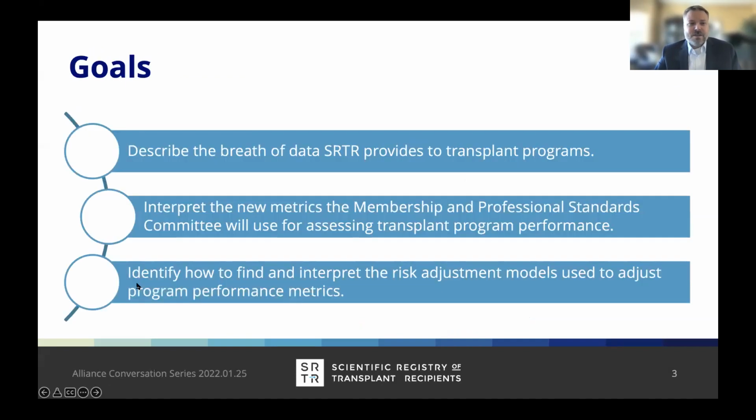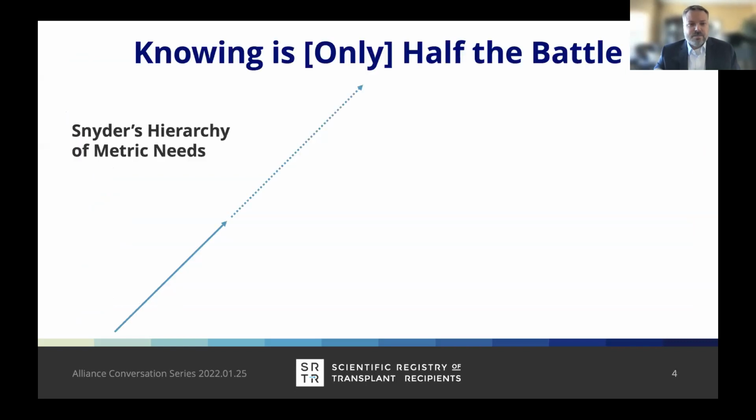So without further ado, these are the goals that we are trying to accomplish today. I'll describe the breadth of data that the SRTR provides to transplant programs, particularly in light of the Membership and Professional Standards Committee's use of these data elements. And then just how to interpret the risk adjustment models that go behind these metrics. I think it's so critical to understand that all of these evaluations, we're trying to compare apples to apples across transplant programs. And so how do we do that?